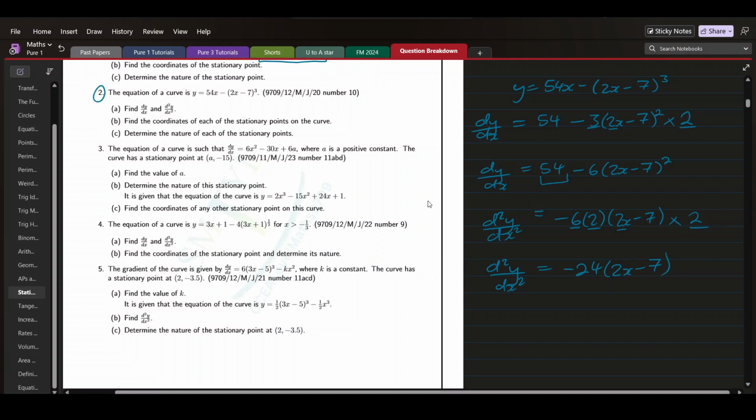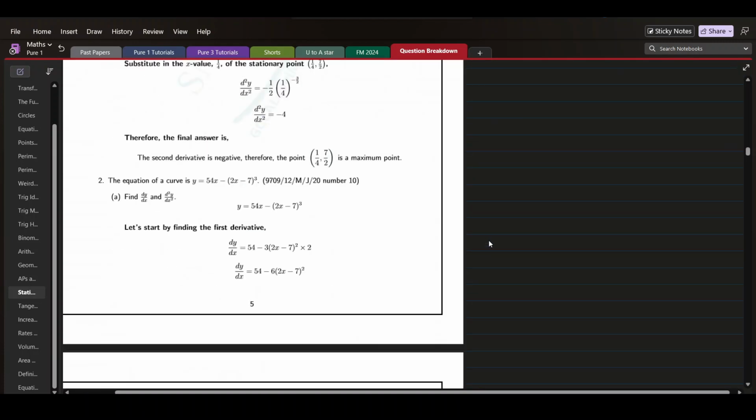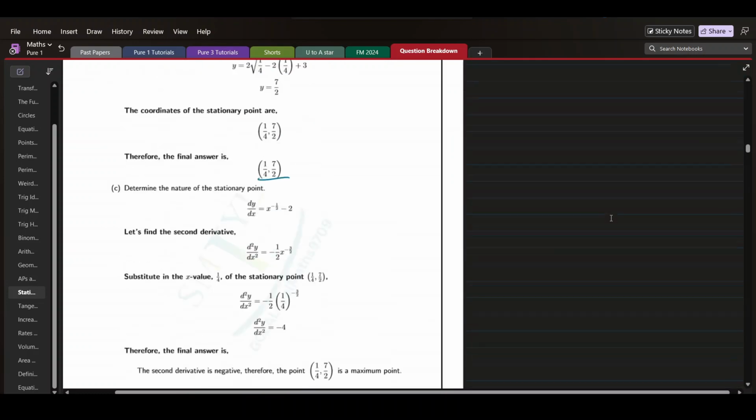Okay, so let's check if our two solutions are correct for dy/dx and d squared y over dx squared. This is number 2, part A. We've got dy/dx is 54 minus 6 times (2x minus 7) squared, and d squared y over dx squared is negative 24 times (2x minus 7). That is correct.